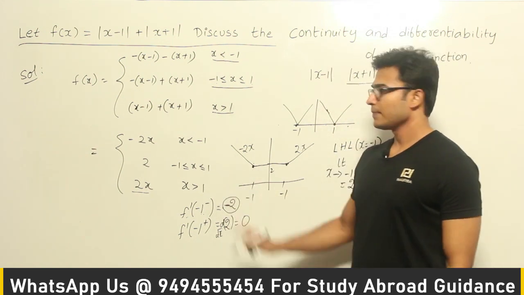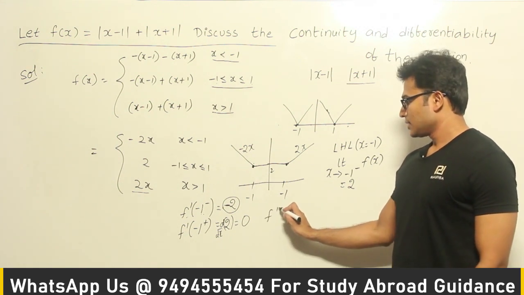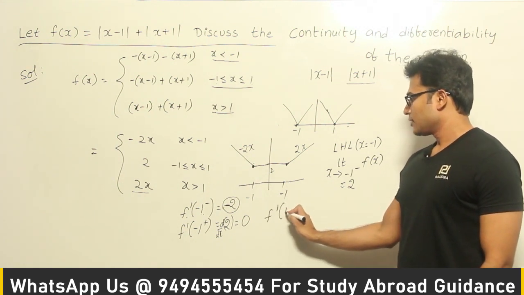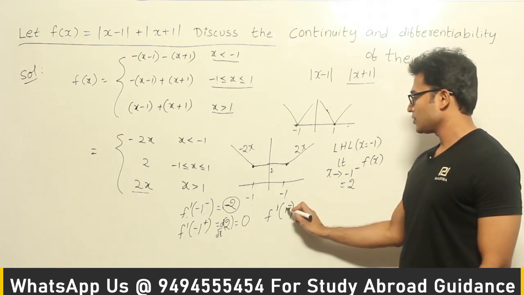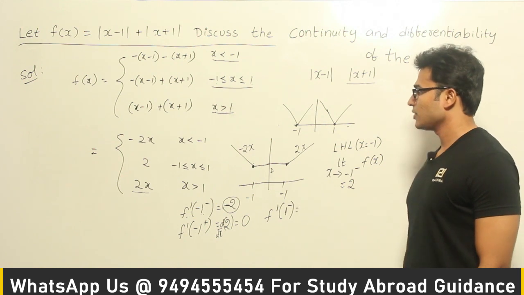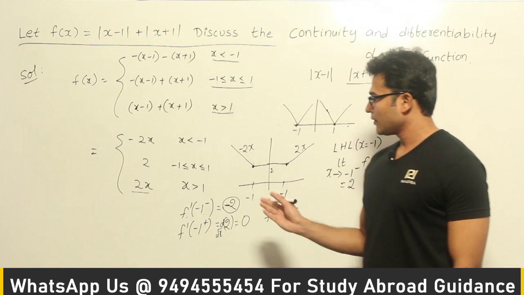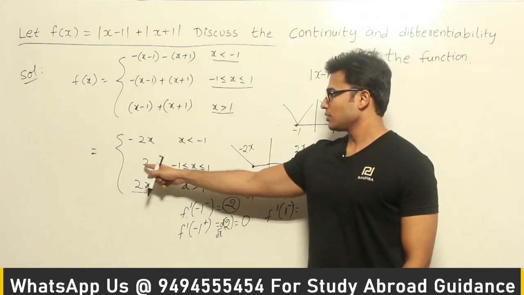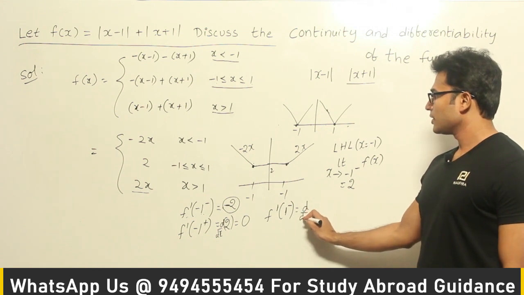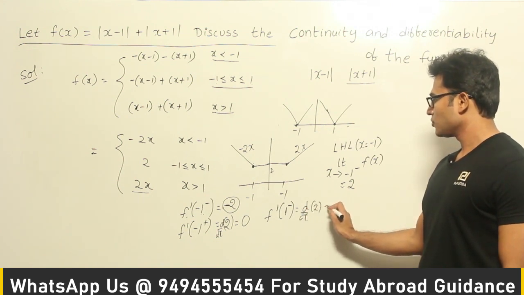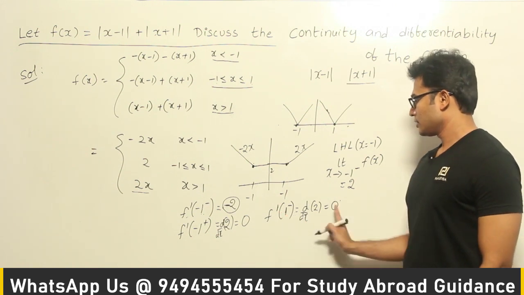Now what about 1? So in order to check for 1, you can find out the left derivative at x equal to 1, which is nothing but f dash of 1 minus. If I find out f dash of 1 minus, which means I am talking about a point to the left of 1. So to the left of 1, the function is this. Find out the derivative. So d by dx of 2. Since it is a constant, I am going to get 0. Therefore left derivative at x equal to 1 is 0.